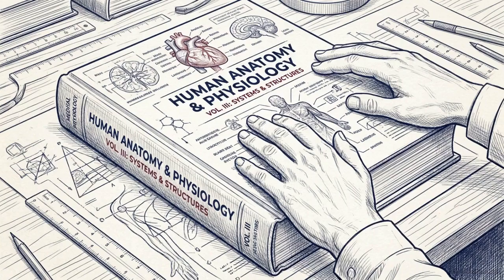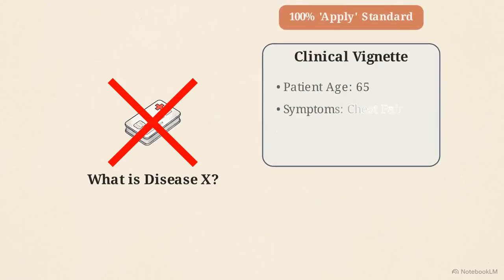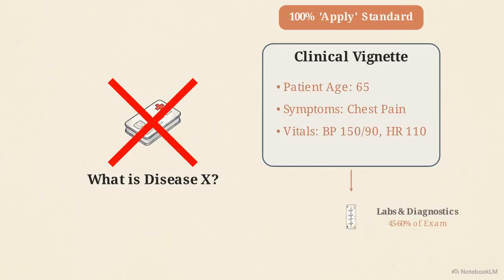Abandoning the study habits you relied on throughout medical school involves friction, but the council's data demands a pivot. Quizzing yourself on what is disease X will not translate to points under this blueprint. You must adopt a method aligned with the 100% apply standard. This means consuming information through clinical vignettes, evaluating age, symptoms, and vitals.